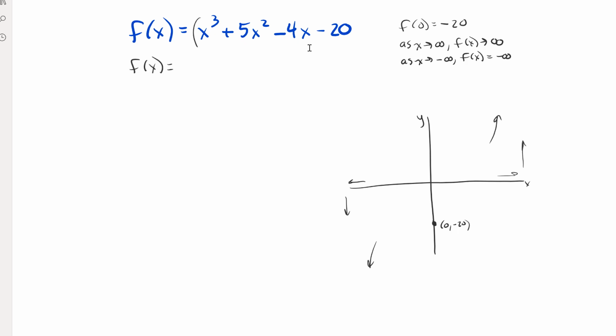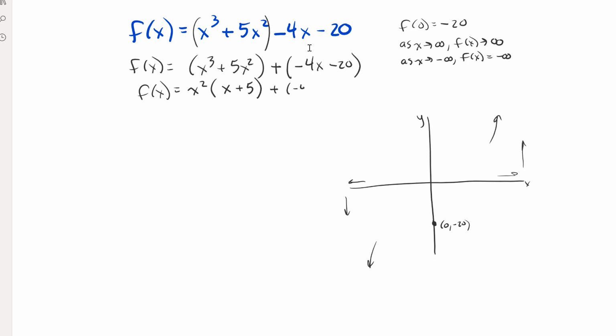So let's intentionally group the first 2 terms. And I'm going to make this plus minus 4x minus 20. And now let's factor out what's in common from each of the groups. So we get f of x is equal to, we can factor an x squared out of that. So we'll end up with x plus 5. And we can factor a negative 4 out of this. So negative 4x divided by negative 4 is positive x. Negative 20 divided by negative 4 is positive 5.